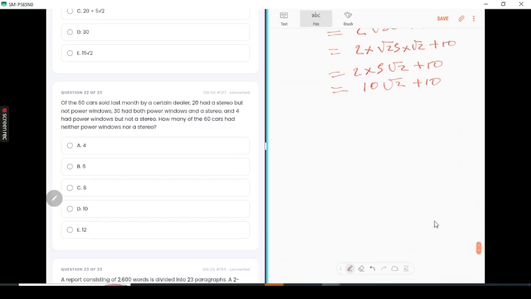Of the 60 cars sold last month by a certain dealer, 20 had stereo but not power window, 30 had both power window and stereo, and 4 had power windows but not a stereo. How many of the 60 cars had neither power window nor stereo?